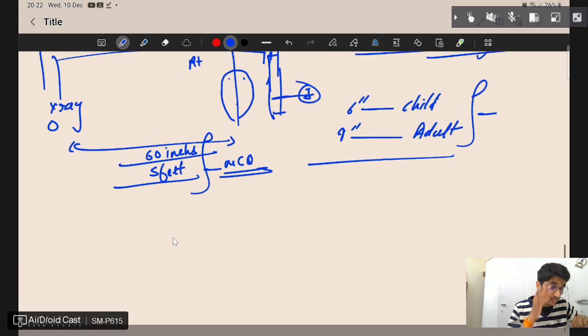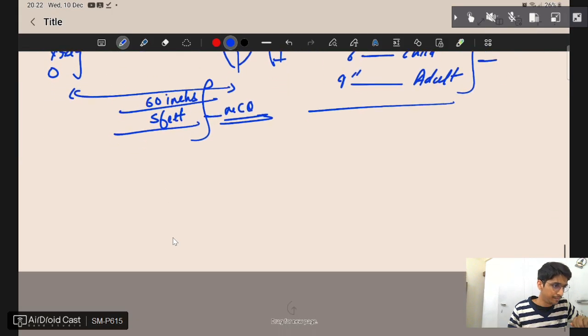Now comes the natural head position. Still, we have not started the cephalometry. It's just basic terminologies, which will help you understand the further terms. We can't just jump directly to Downs analysis or Tweed analysis. These things you need to study. So, natural head position.